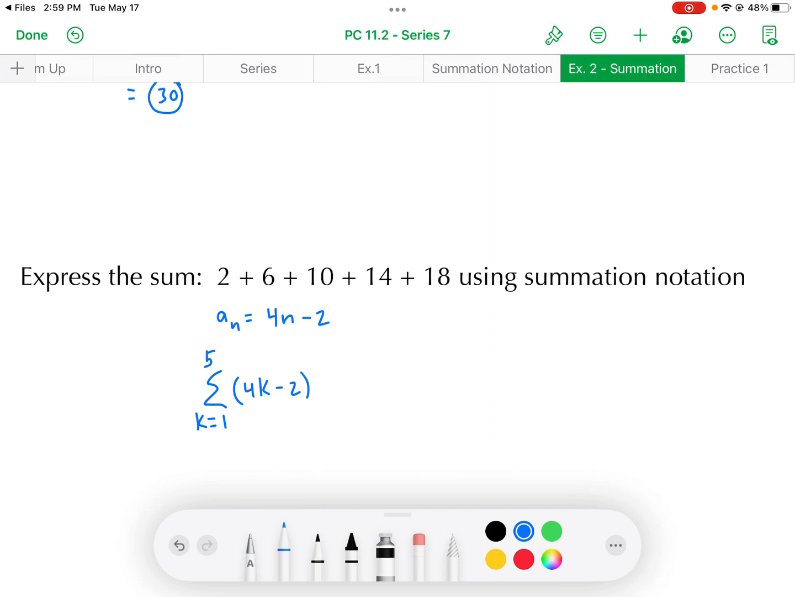All right, now I want you to pause the video, work through the problems in practice 1, and then come back to the video, check your work with mine to make sure you're on the right track.